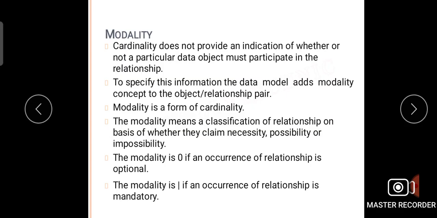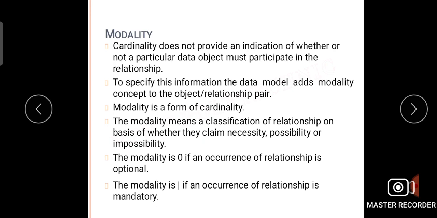Today we are going to discuss a new topic of the subject FOSD. Today our topic is modality. In a previous video lecture we have already discussed cardinality, and now we are going to discuss modality. The cardinality topic is a very important topic for the GTU exam. So what is modality and how does it work?